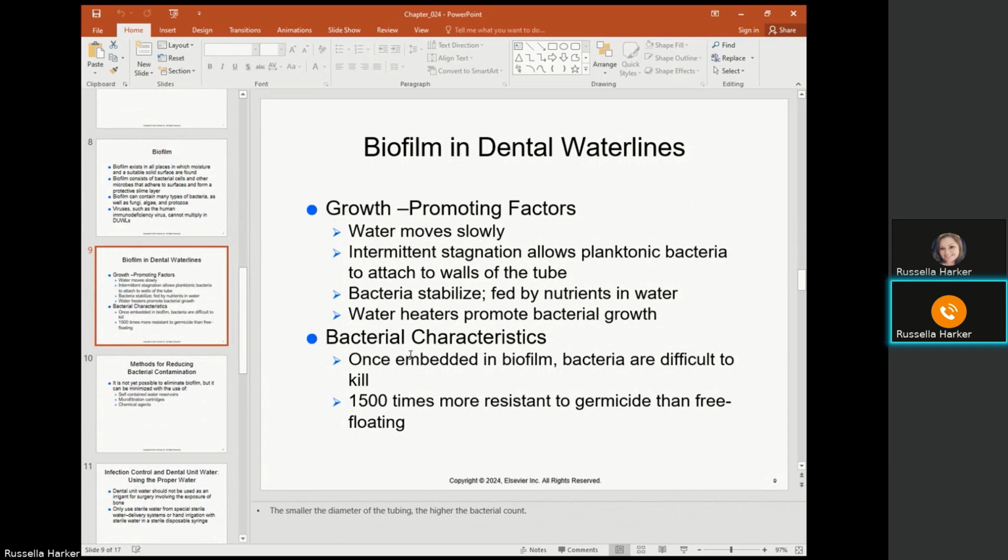Some offices even have water heaters that are made for patient comfort, so that the water isn't so cold when it's sprayed into the patient's mouth. But on the flip side of that, the water heaters promote bacterial growth. With bacterial characteristics, once they're embedded in biofilm, bacteria is very hard to kill. They're 1,500 times more resistant to germicide than the free floating bacteria or the planktonic bacteria.